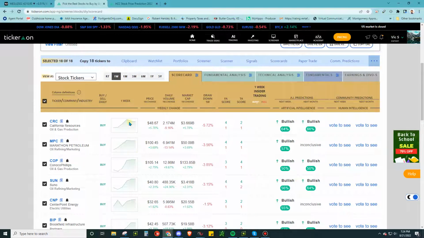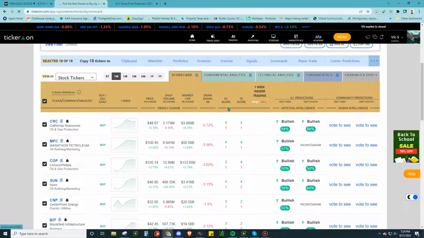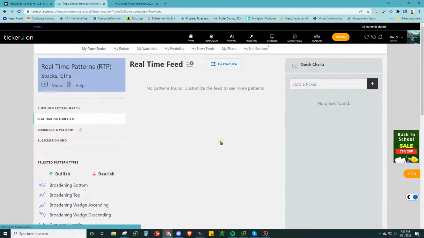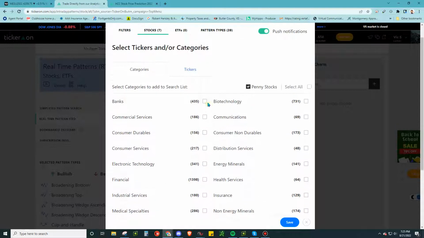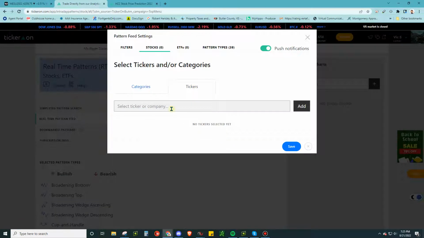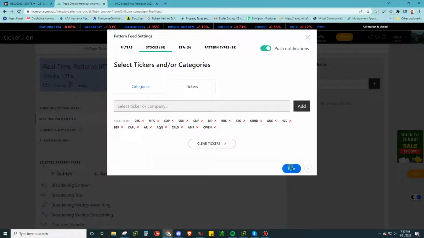Then we'll copy those to the clipboard, and what I'll do is come over here to the trading real-time patterns. Again, you have to sign up to get the real-time patterns, but what we're going to do is come in here and get rid of these stocks. I did a video about how to do this before. We're going to clear those. We're going to paste all those tickers that we just got onto there, and now we've got the real-time patterns.